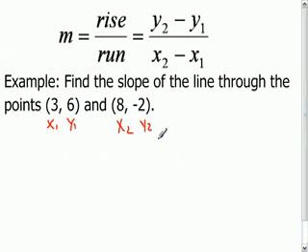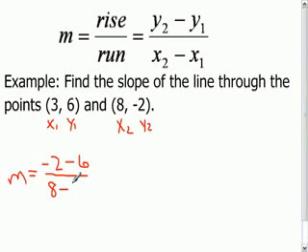It starts off in the numerator with y sub 2 minus y sub 1, so you just look at your points and find y sub 2. In our case, y sub 2 is negative 2. And from that, we subtract y sub 1, which is simply 6. And that is over x sub 2 minus x sub 1. So x sub 2 is 8, minus x sub 1 is 3.